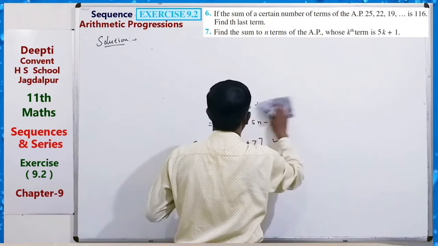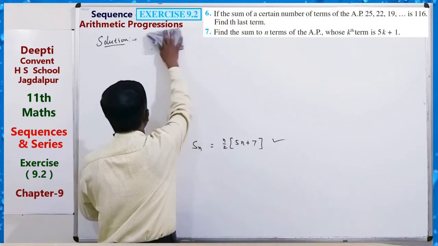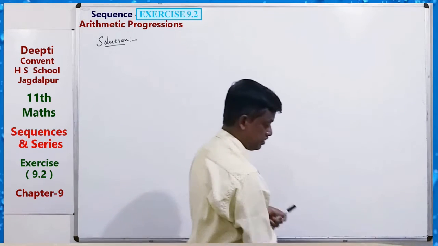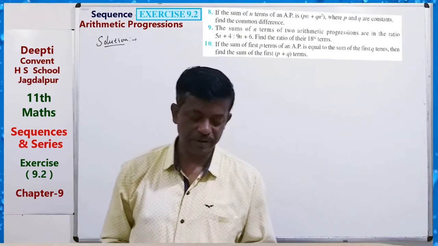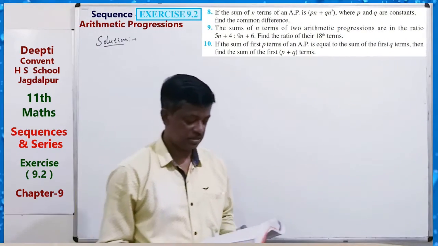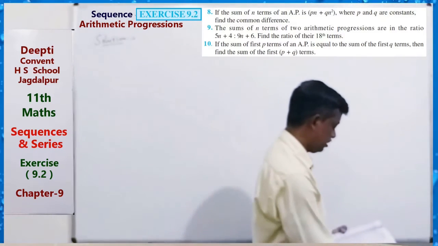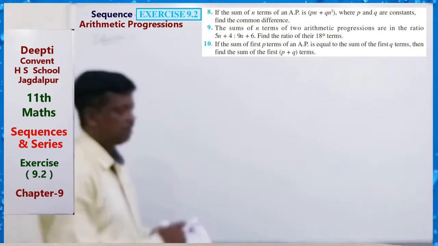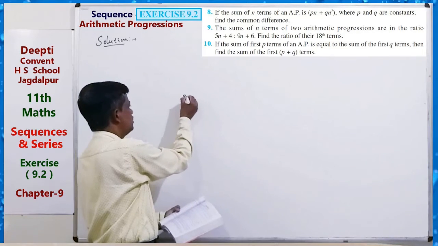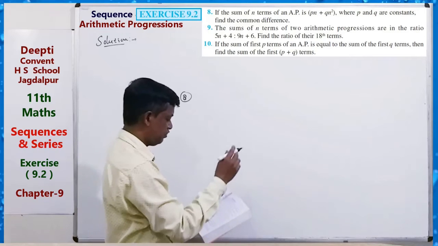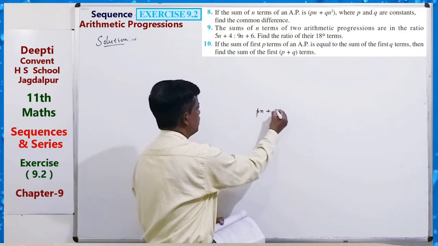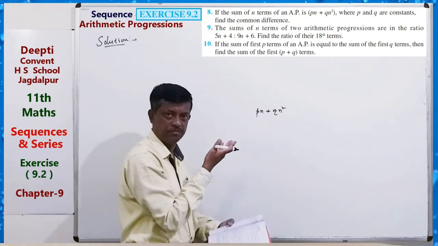So see, question 8 has the same pattern. Here in question 8, the sum of n terms of an AP is given like this, where p and q are constants. Find the common difference. Very simple. I am discussing it in a simple way. So here the sum is pn plus qn square.